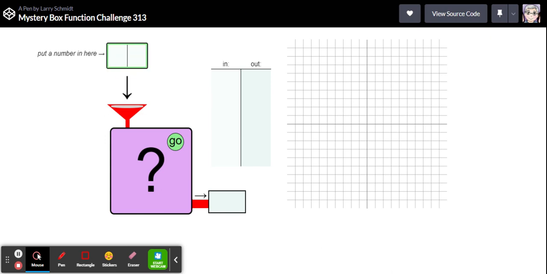All right, I'm going to start with a 0. Oh, so 0 is off the graph at 16. How about a 1? That's on the graph at 4. Okay, how about a 2? 2 is at 0. How about a 3?